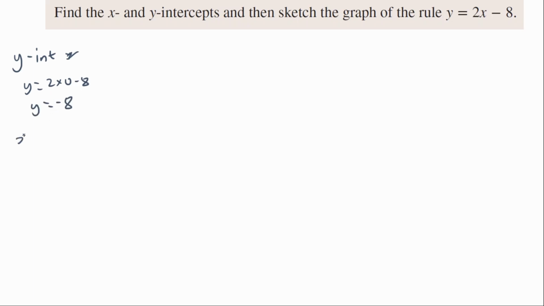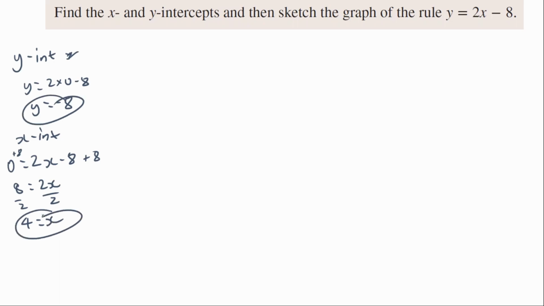And x-intercept, when y equals 0, so 0 equals 2x minus 8. Add 8 to both sides. 8 is going to equal 2x. Now divide both sides by 2. So x equals 4 there. So we got our x and y intercepts there.